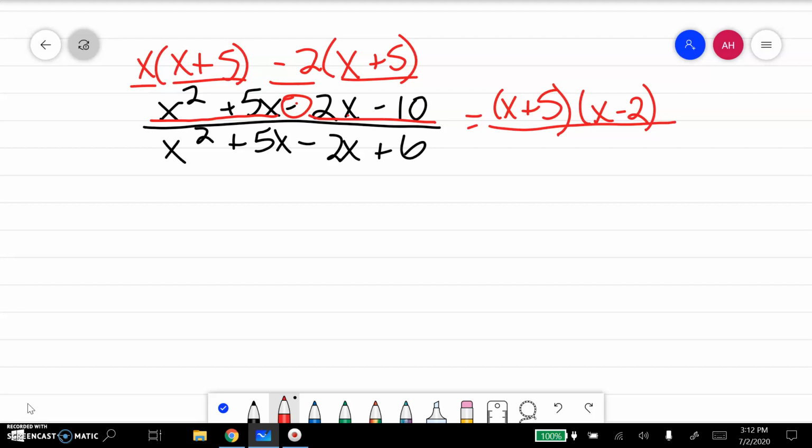Do the same thing on the bottom. First group, take out an x, we have x plus 5. The second group, we can take out minus 2.